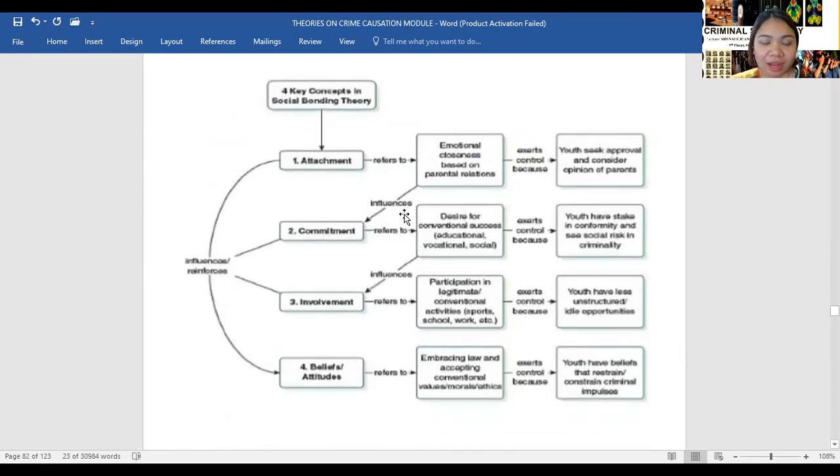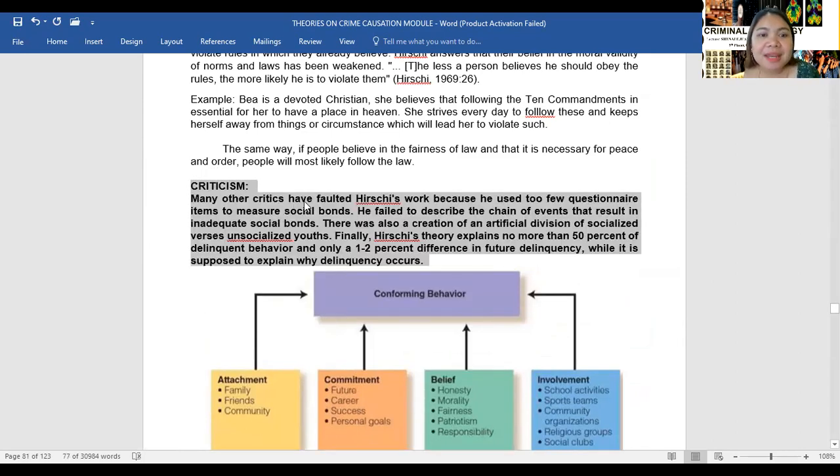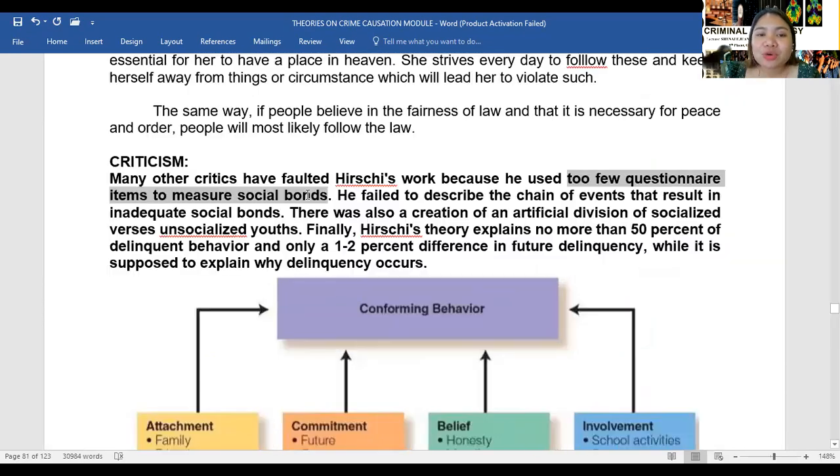And it is a lot more complex in the actual model. An example. But what are its criticisms? Okay, so this is our last topic today. Many other critics have faulted Hirschi's work because he used too few questionnaire items to measure social bond. He failed to describe the chain of events that result in an inadequate social bond. There was also a creation of an artificial division of socialized versus unsocialized youths.